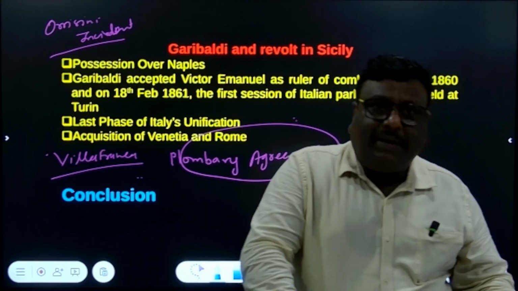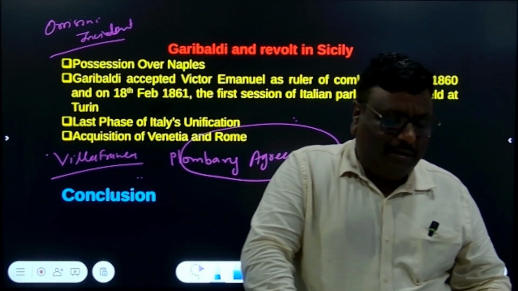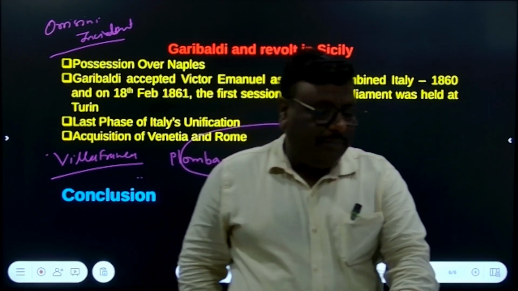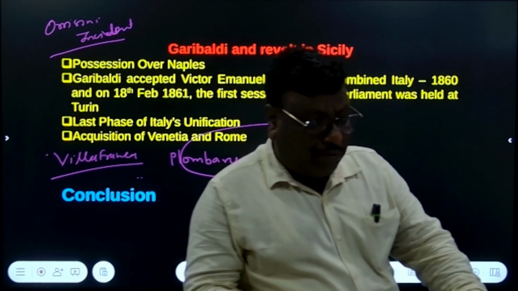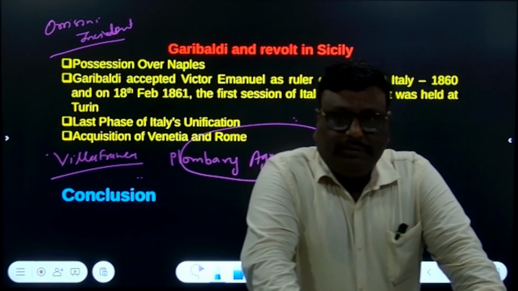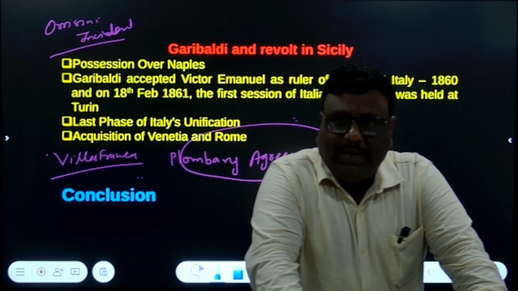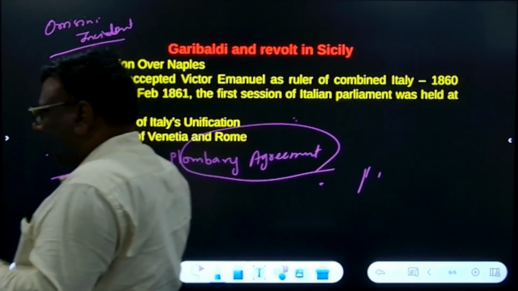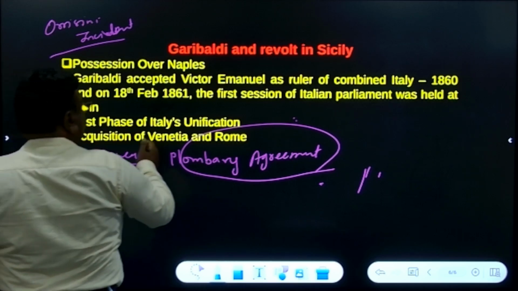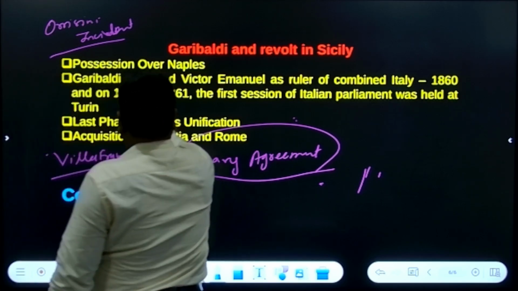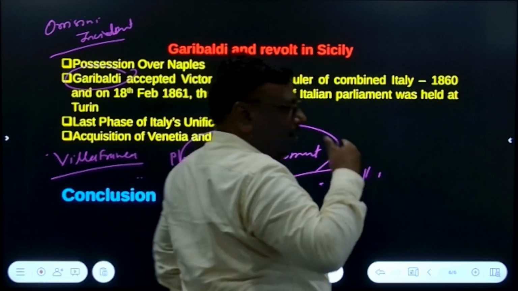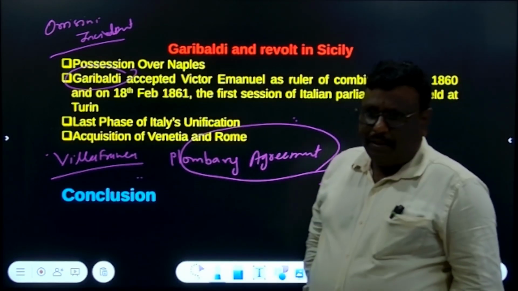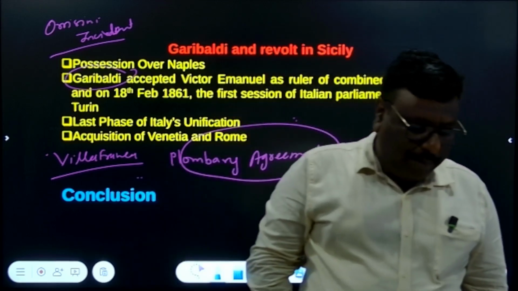The merger of Naples and Sicily still remained. Sardinia had to conquer some regions: Naples, Sicily, and Venetia. This work was done by Garibaldi. Who was Garibaldi? Garibaldi was a great patriot of Italy, and through power he conquered many regions.